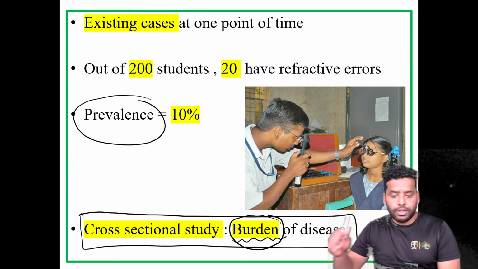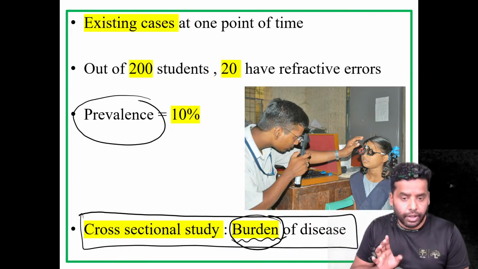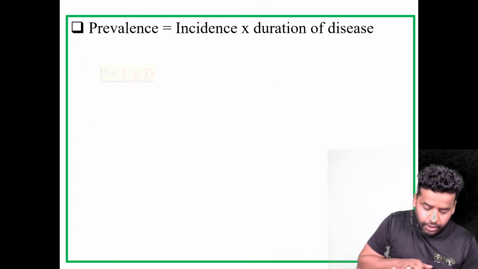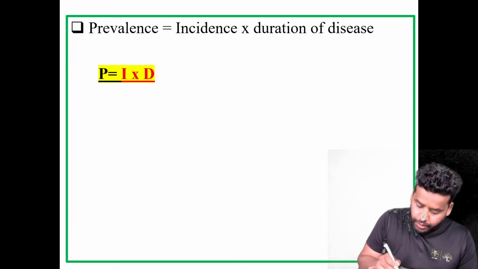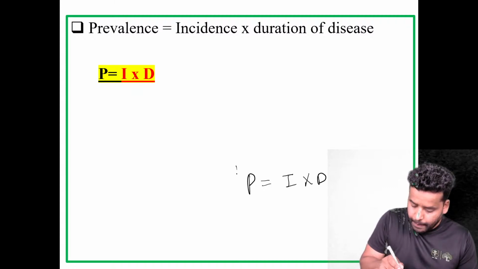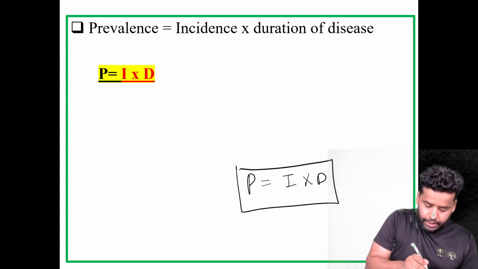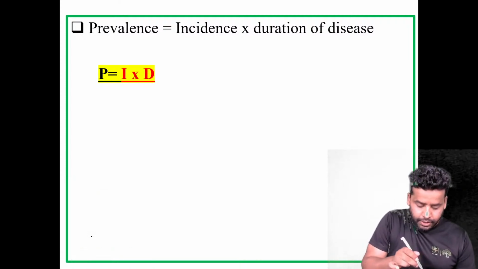So now tell the answer. Prevalence depends on two things: incidence and duration. Write this equation: P equals I into D. Incidence into duration.